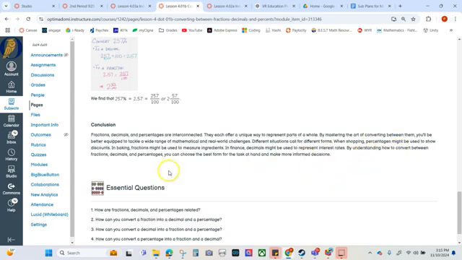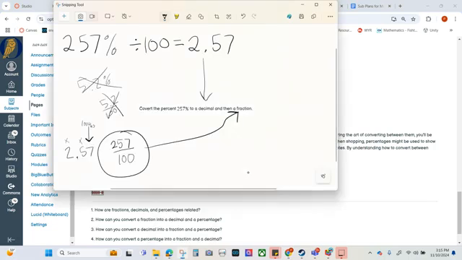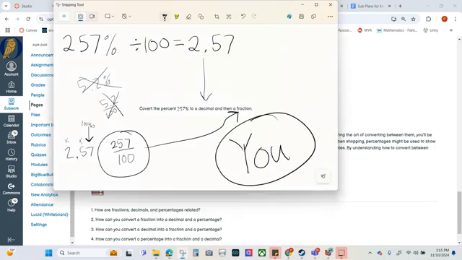By understanding how to convert between fractions, decimals, and percentages, you can choose the best form for the task at hand. You can choose what is easiest for you. If you don't know how to convert between these, then you're stuck with whatever the question's giving you. But if you do know how to convert numbers to different forms, you are the master of your own fate. Yes, you. Okay, that's it for our lesson.